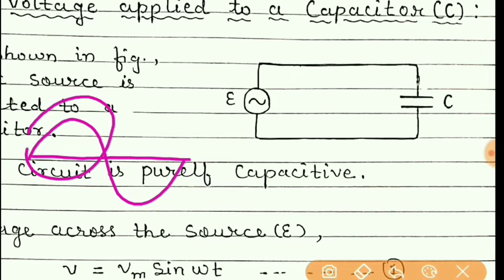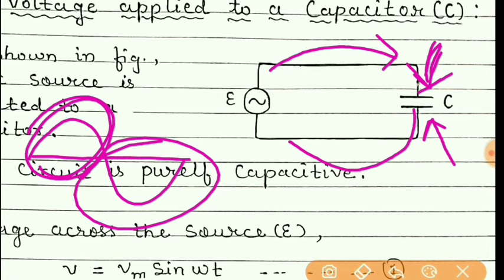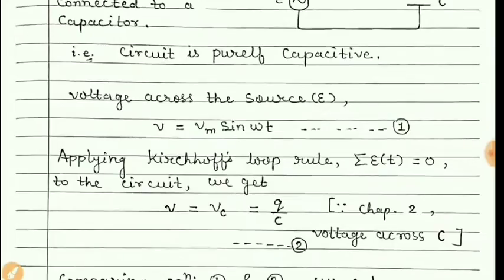For the first half cycle, if we consider that the capacitor gets charged, then in the next half cycle we can consider that the capacitor is discharging. During the charging process, the capacitor takes energy from the source, and when it discharges, it gives the energy back to the source. So there is no loss of energy or power.